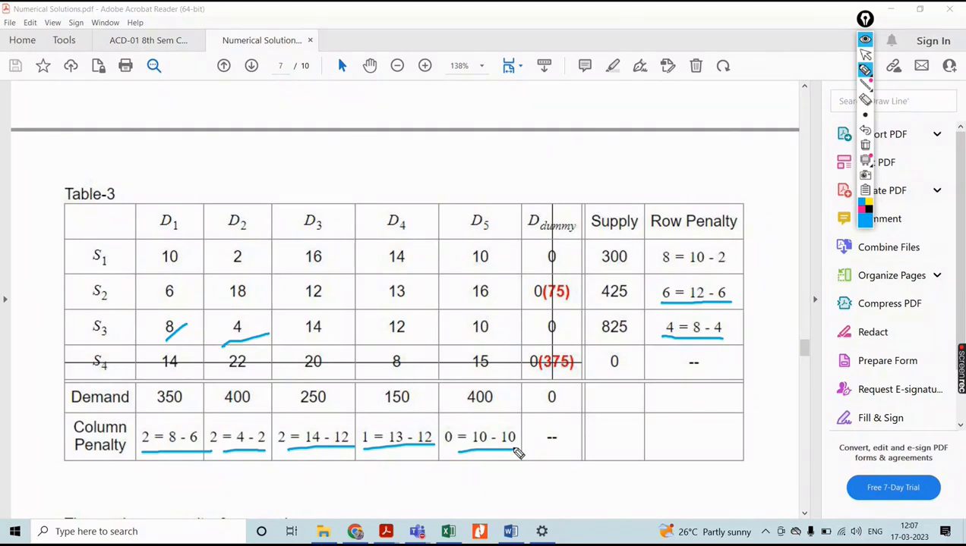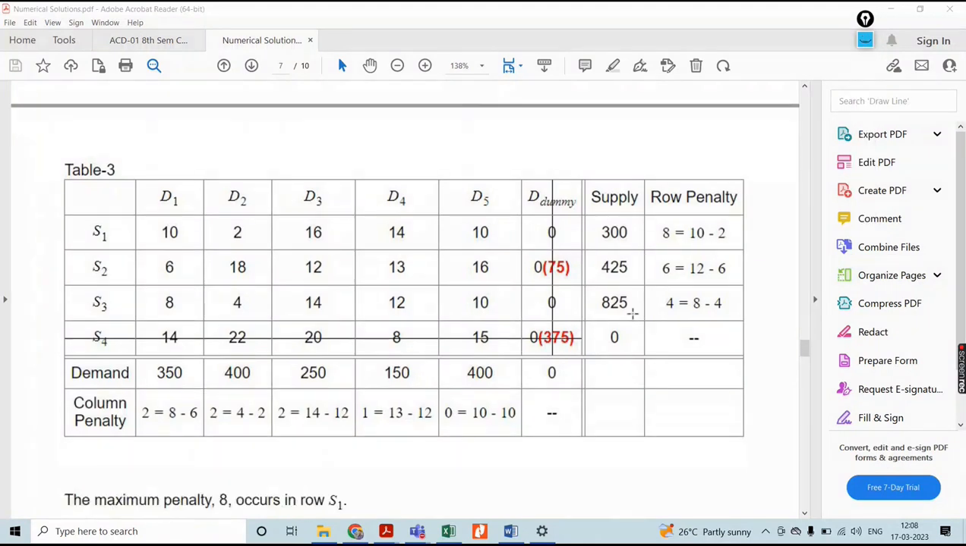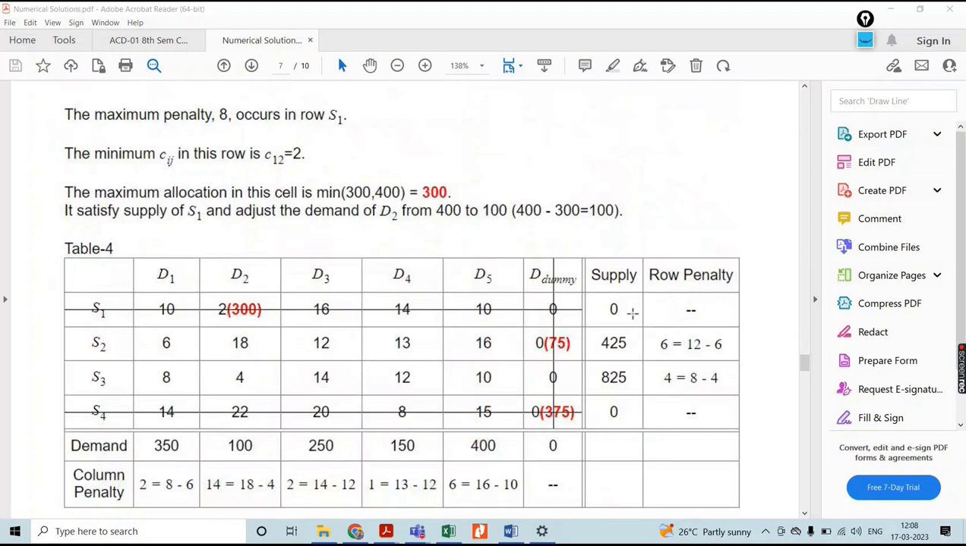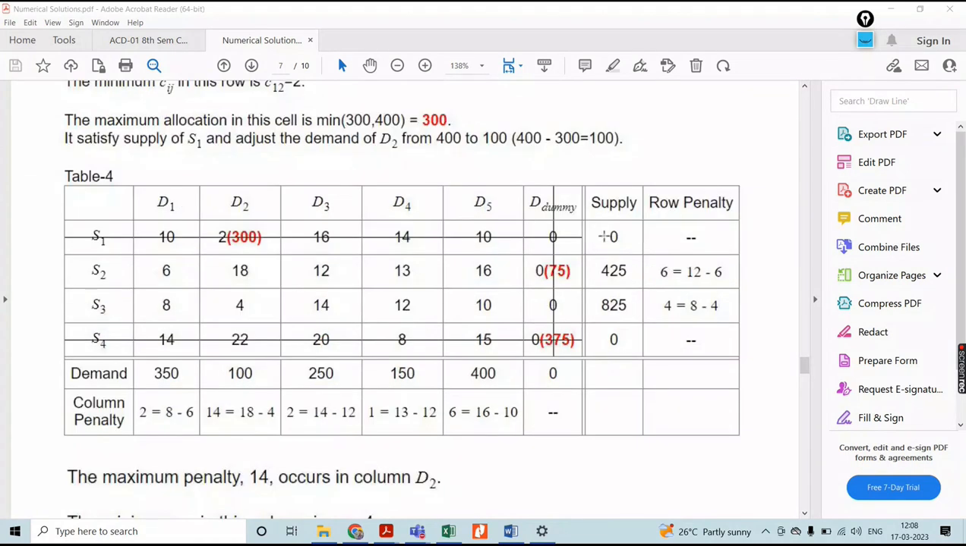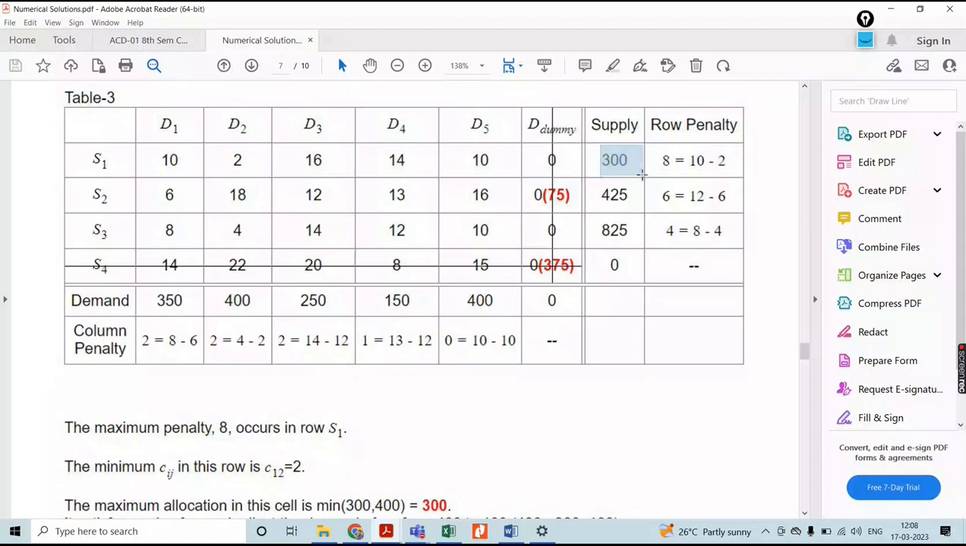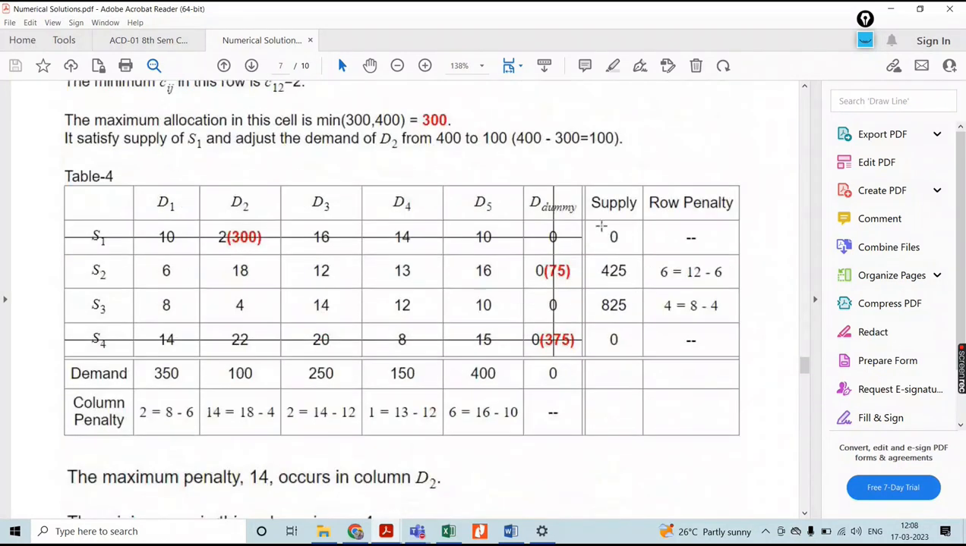Which is the maximum value of the penalty here? Maximum value is 8. Corresponding to this value, you have to make the allocation. For this, how many quantities are there? 300 quantities. What is the least cost in this row? 2. Quantity is how much? 300. 300 becomes 0 because 300 minus 300 is 0. Then this 300 is allocated at a rate of 2 rupees.